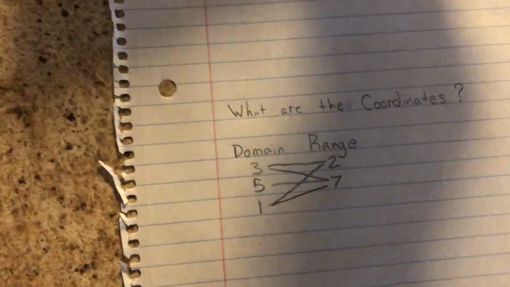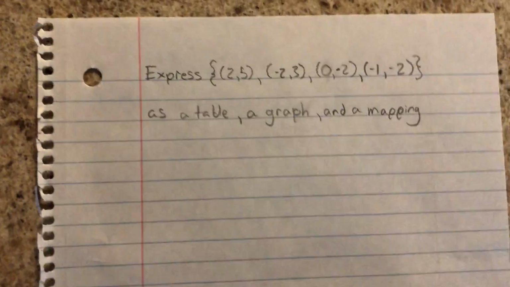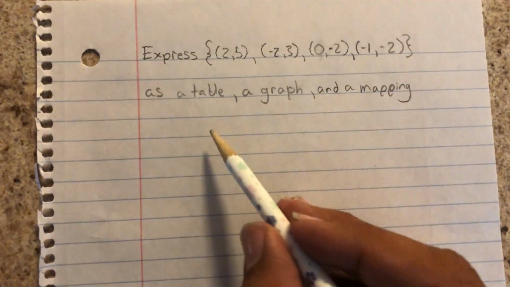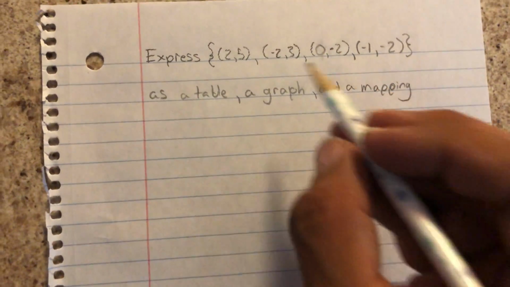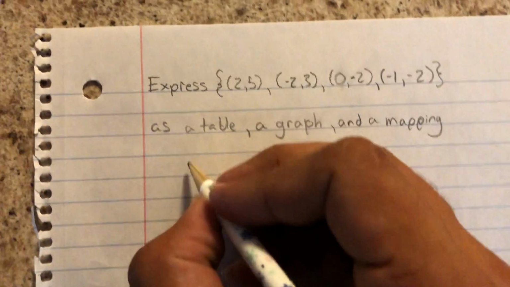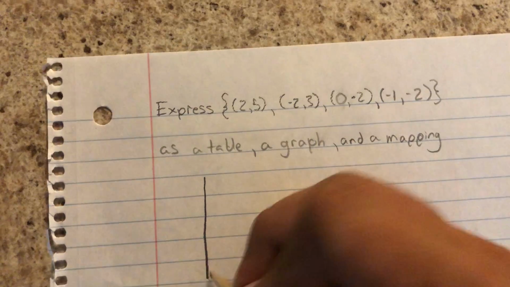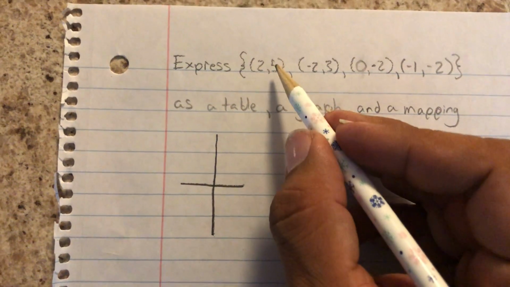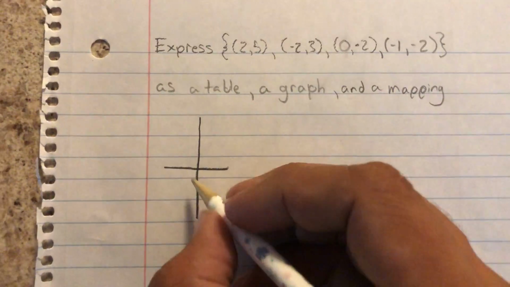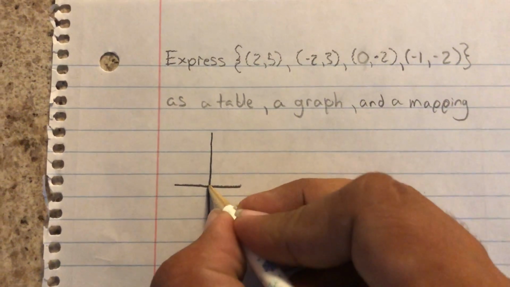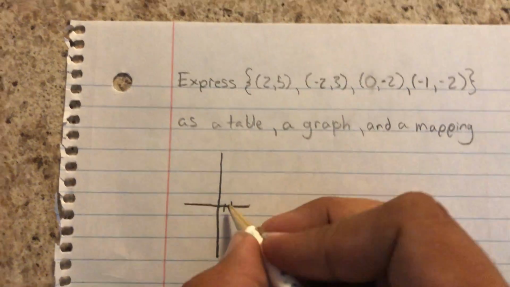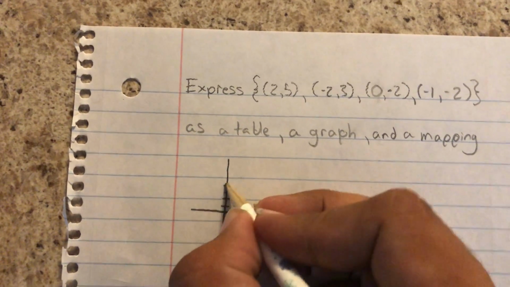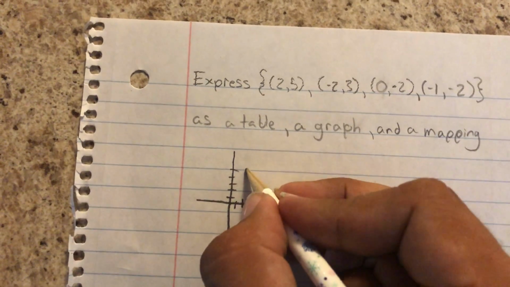All right, now we're doing express this data as a table, a graph, and mapping. So we have 2, 5. So let's graph first, because everybody knows how to graph. Remember, the first number controls left and right, and the second number controls up and down. So 2, 5, it would be 2 to the right from the center. So 2 to the right, and then 5 up. 1, 2, 3, 4, 5. So 2 to the right and 5 up.